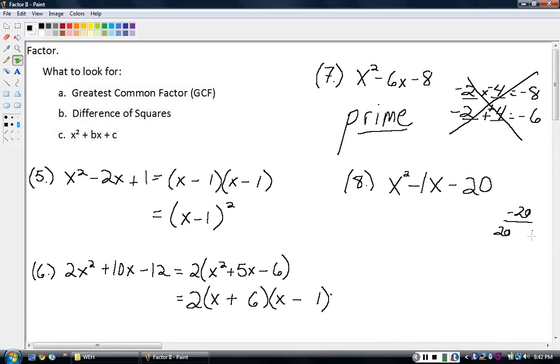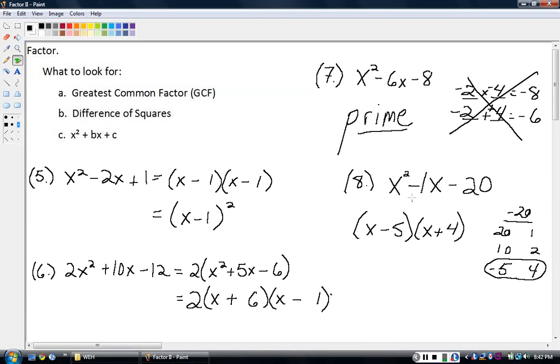20 times 1, that's not going to work. 10 times 2, that's not going to work. What else multiplies together to give you 20? What about 5 and 4? I think that'll work. Remember, one of these has to be negative in order to multiply together to give you negative 20. If I assign the negative with the 5, those are my 2 numbers. Okay, so those 2 multiply together to give me negative 20 and add together to give me negative 1. X minus 5 times x plus 4.